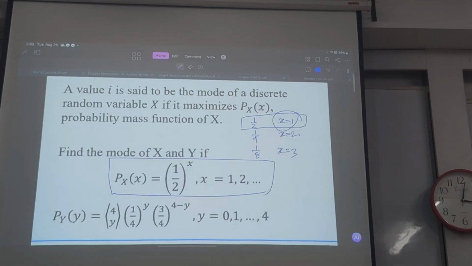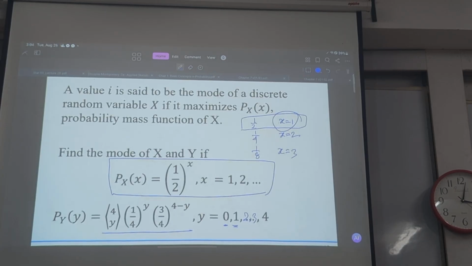What is the mode? 0, 1, 2, 3. The distribution is what? Binomial. And we specifically used this example somewhere, right? So, 4 minus y.